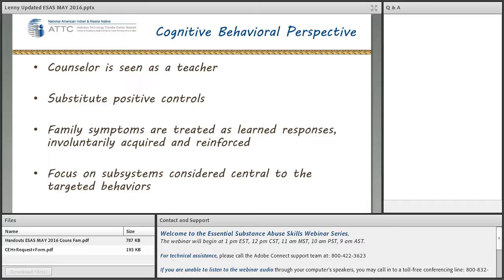Cognitive behavioral perspective: the counselor is seen as a teacher. They substitute positive controls. Family systems are treated as learned responses, involuntarily acquired and reinforced. They focus on subsystems considered central to the targeted behaviors.